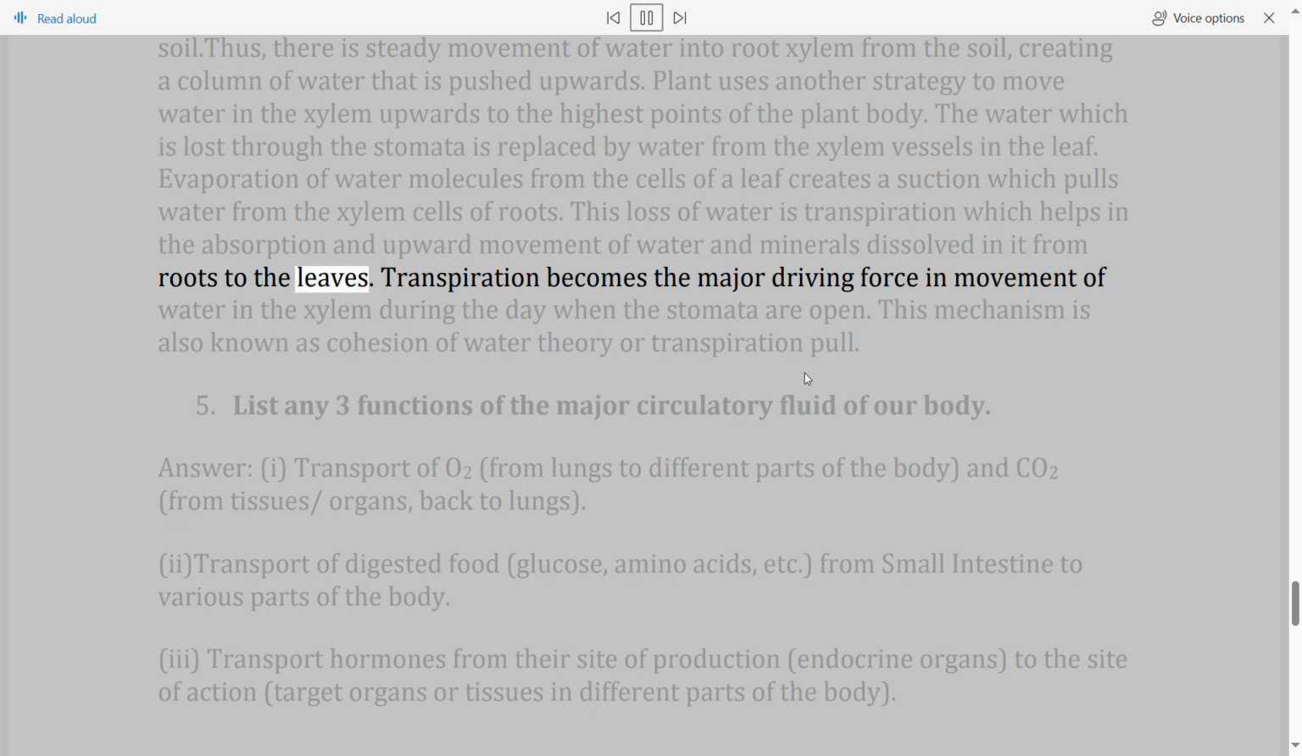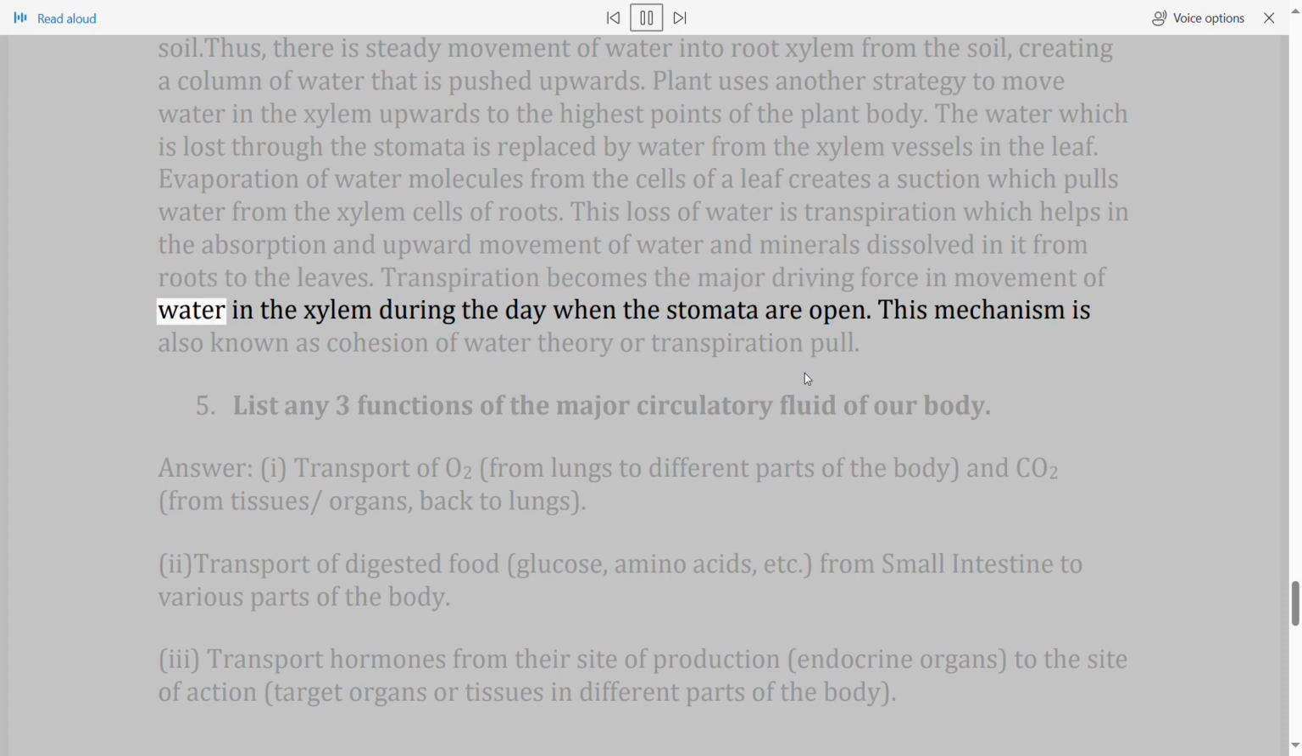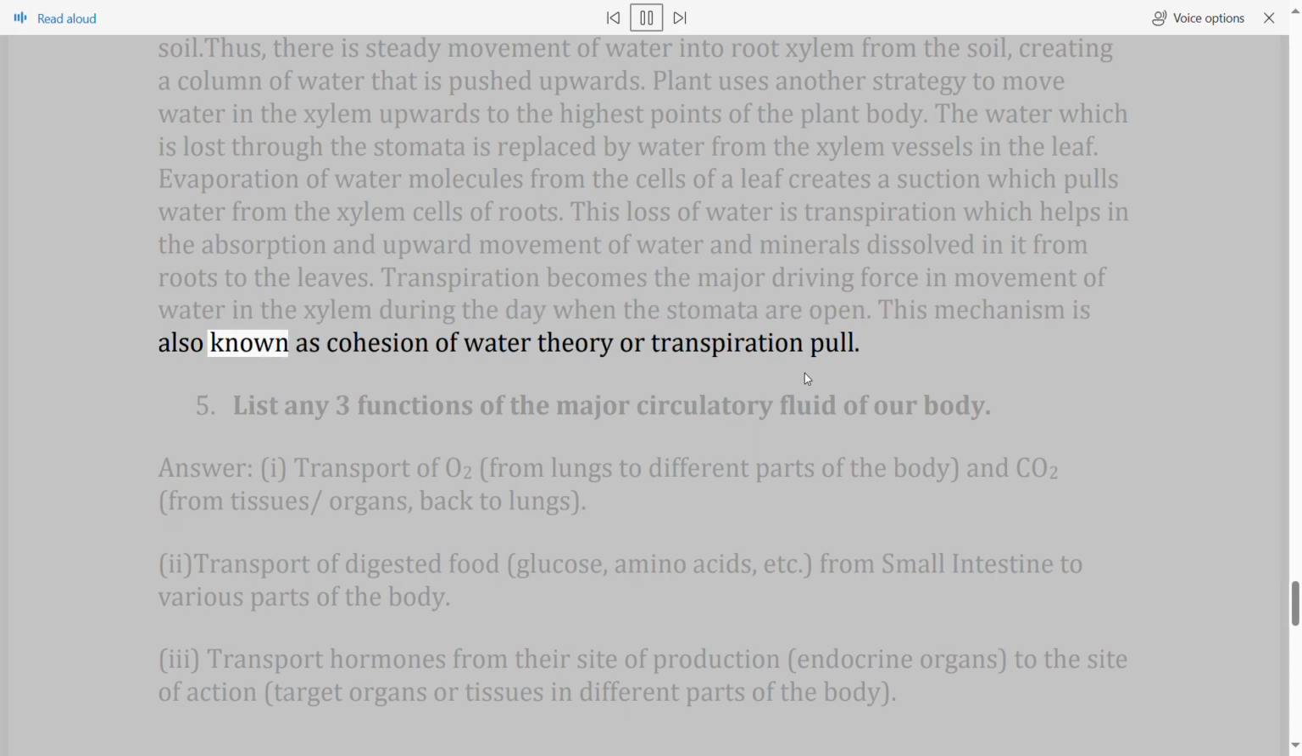roots to the leaves. Transpiration becomes the major driving force in movement of water in the xylem during the day when the stomata are open. This mechanism is also known as cohesion of water theory or transpiration pull.